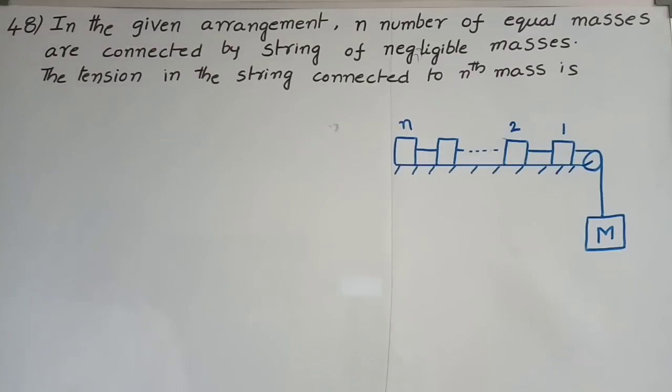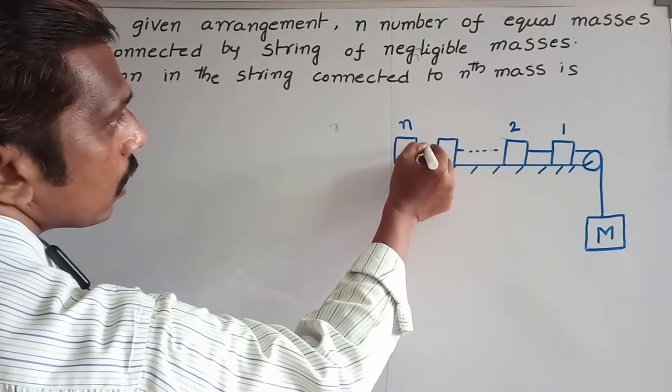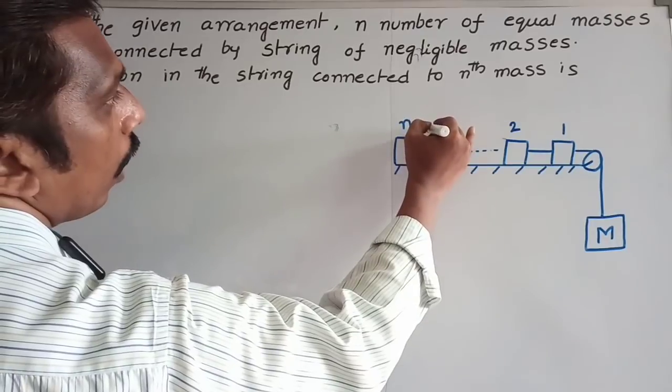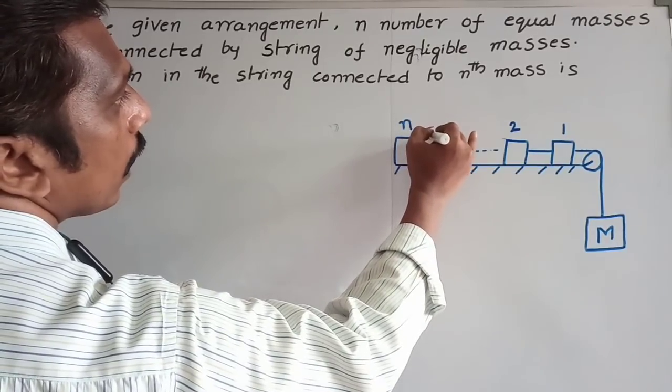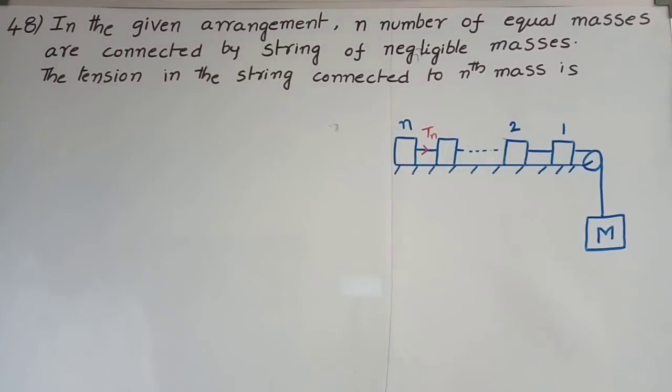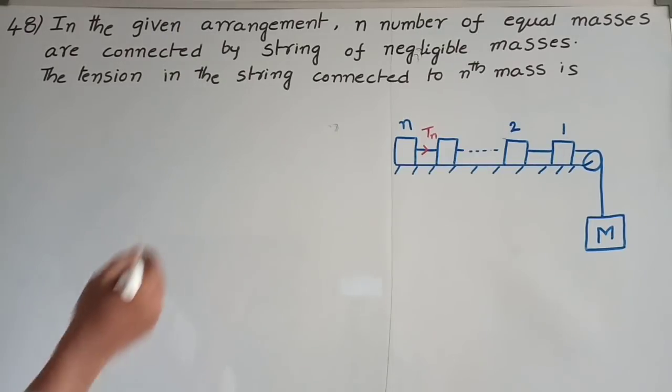Next, problem number 48. In the given arrangement, n blocks of equal masses are connected by a string of negligible mass. The tension in the string connected to nth mass is. In this arrangement, we have to calculate tension in this string. I am assuming tension in the string is taken as Tn. On nth block, only one force is acting, that is Tn.